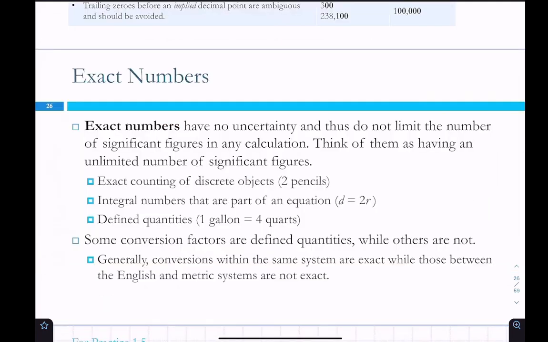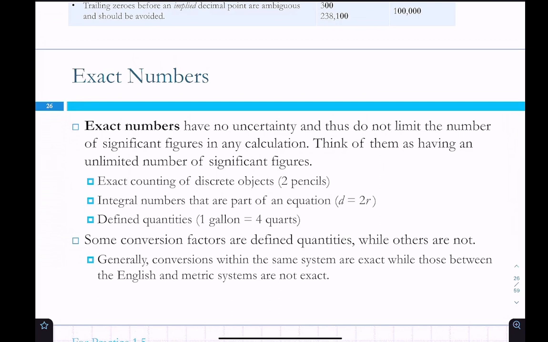Exact numbers. So exact numbers have no uncertainty and therefore do not limit the significant figures in any calculation. Really, you can think of them as having an unlimited number of significant figures because it is exactly that number. Some examples. If you're counting discrete objects, like two pencils or two people or two cats, there are exactly two cats. You shouldn't hopefully have a cat and a half. It's not how we count cats.